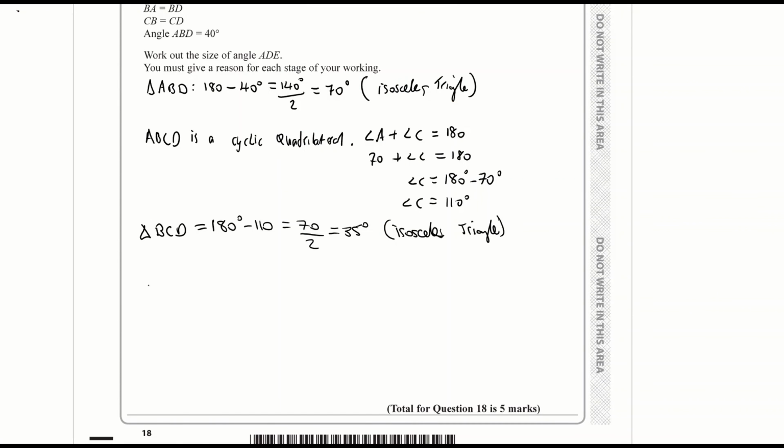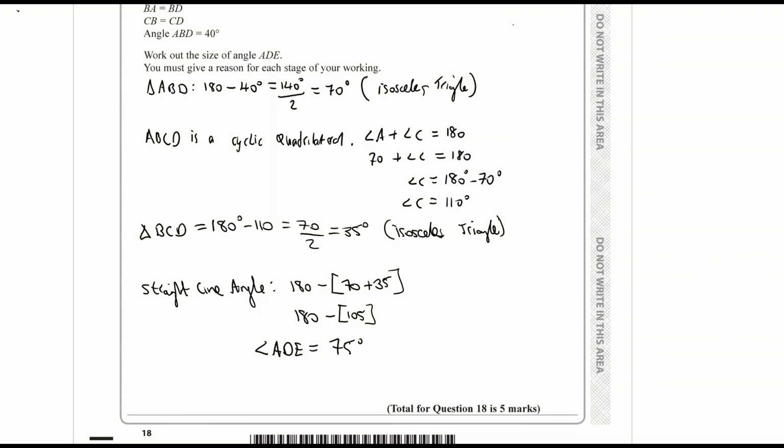So I'm looking, as I say, on a straight line. And they must add to 180, and I'm subtracting the two angles that I know, and they are 70 plus 35 degrees. So that's 180 minus 105 degrees. So therefore, the angle ADE is 180 minus 105, which is 75 degrees.